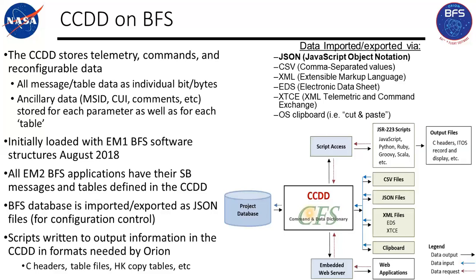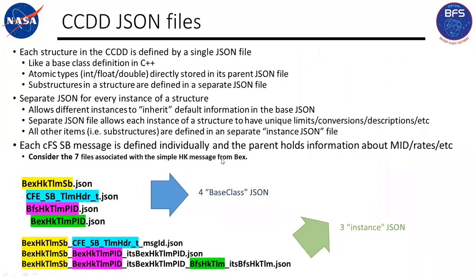And then we've written scripts to output information that's needed for different pieces of the Orion program. It's amazing how many different people are working on the ground data system for Orion and the different kinds of file formats that need to be done. And so we've been able to start working on and making the files that we need. Again, we started with the C header files, the data table files, the HK copy tables, the scheduler tables. There's a bunch of different files that we're generating.